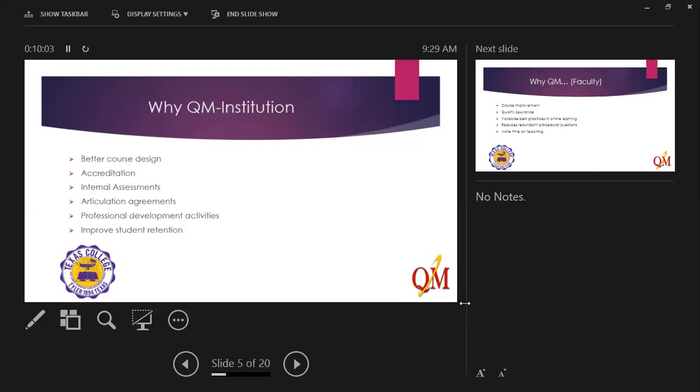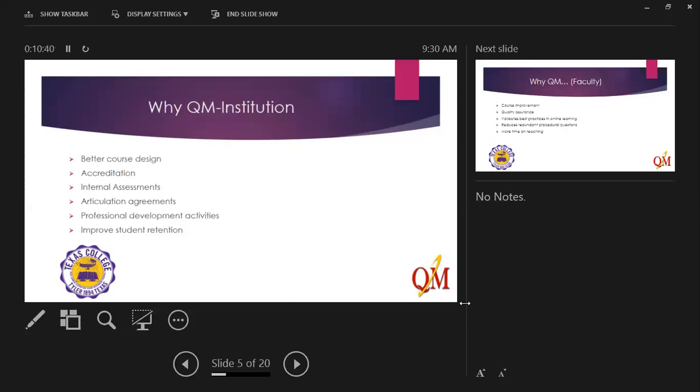Quality Matters also makes it possible for institutions to conduct what we term internal assessments. Once a college or institution embarks on becoming a QM institution, faculty get involved in the course design process and in the peer review process. So that becomes an internal assessment, because I get to assess your course and you get to assess mine. So that gives us something more.